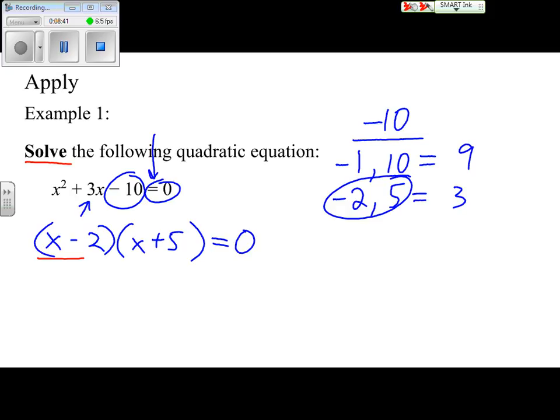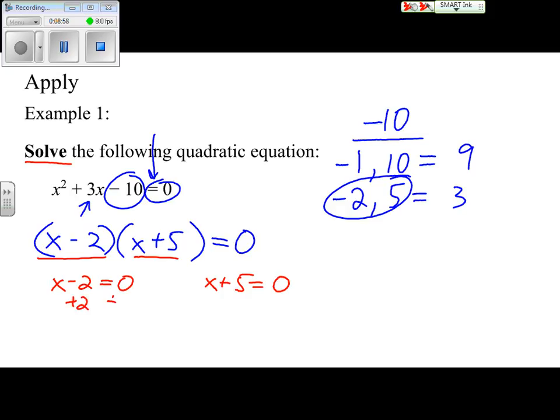So my first binomial is x minus 2. I'm going to set that equal to 0. I have a second binomial, x plus 5. I'm going to set that equal to 0. Now, you might be able to just do this in your head, sort of like I was doing on the last slide, but we can always use algebra.